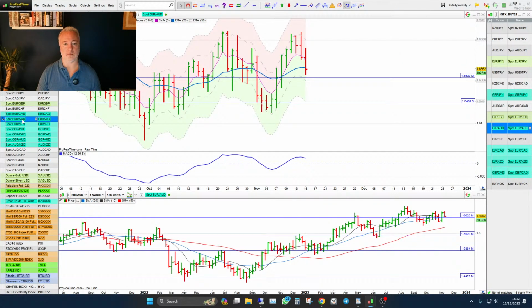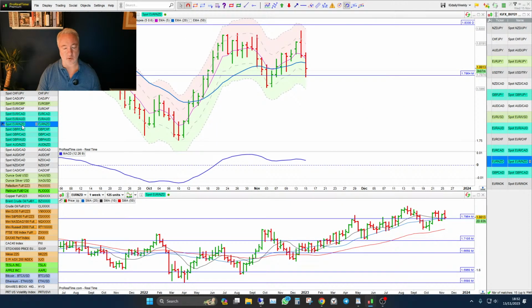Euro Aussie just looks range bound. So that's probably going to go low. So there's no end of day setups there. Euro Kiwi is also the same. There's no clear trend at the moment.